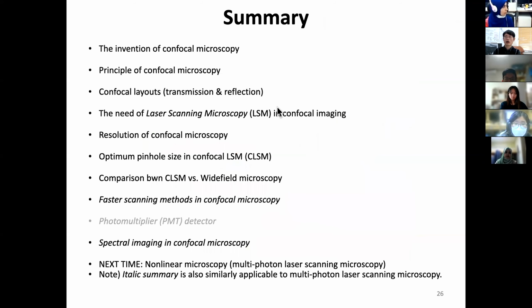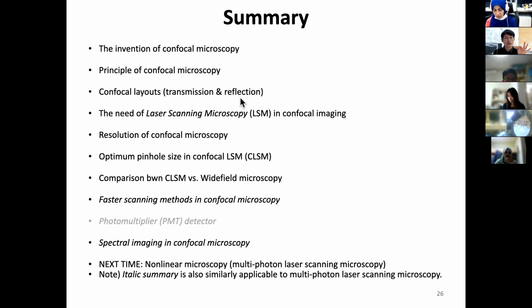So now I want to finish. Today was a 1 hour lecture, but we've discussed how we came to invent this concept as a civilization. It was 1957, about 60, 70 years ago. It's not that long ago. And you can even develop this further, right? And we discussed the principle and how we can make this from transmission and reflection mode.